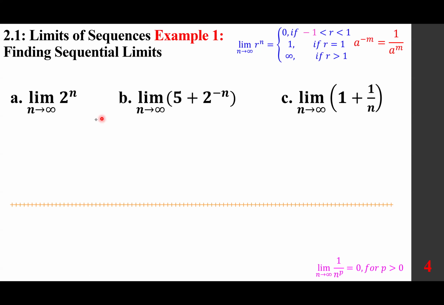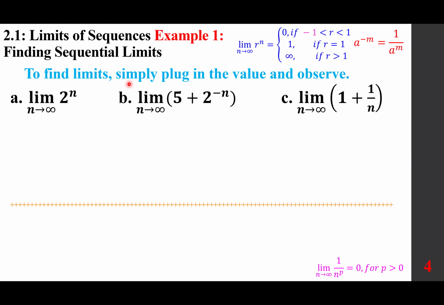Finding the sequential limits. To find limits, simply plug in and observe. So that's what we are going to do here. 2 to the power of n as n approaches infinity. It is infinity and therefore diverges.